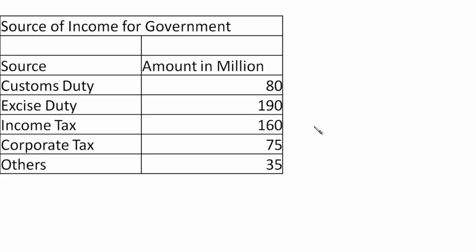Of course, at a glance we can say excise duty is the highest because it is giving 190, then comes income tax, then customs, but for all this we have to do the ranking. If it is presented in the form of a pie chart, it will be even more appealing and would reach the target audience easily. So we'll do that now.